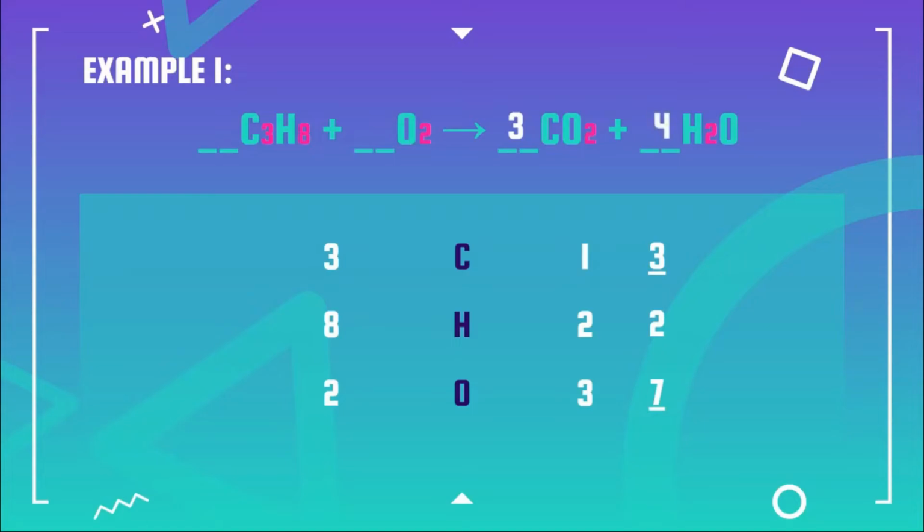Making the coefficient 4 in this variable balances the hydrogen atoms. Only the oxygen atoms are now unbalanced. Then since there are 10 oxygen atoms in the right side, the product, we must now figure out a way to make the amount of oxygen atoms in the reactant side 10. Thus we add the coefficient 5 to the variable O2. 5 multiplied by 2 makes 10, so there are 10 oxygen atoms, thus balancing this equation.